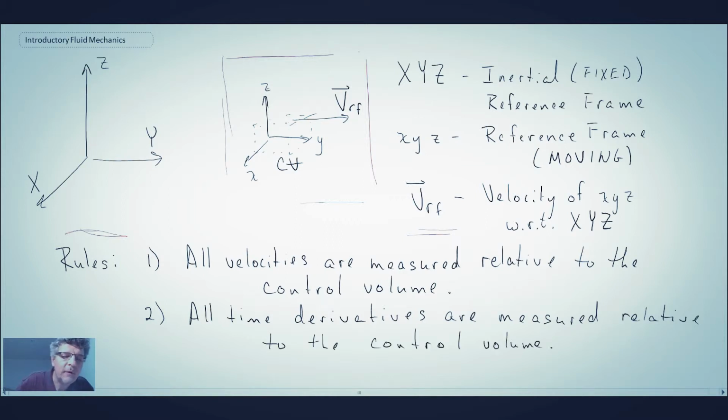So the rules we need to abide by, the first one is that all velocities that are coming into or leaving from the control volume are measured relative to the control volume. So we have to look at relative velocity, and so if we have a velocity that is in the inertial frame, we have to then convert that and look at the relative velocity with respect to the control volume. And the second one is that all time derivatives are measured relative to the control volume as well. So those are some of the basic rules we have for a control volume that's moving at linear velocity.